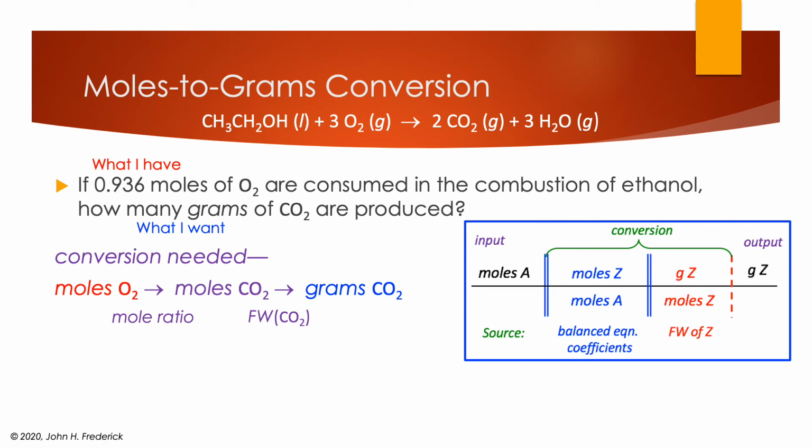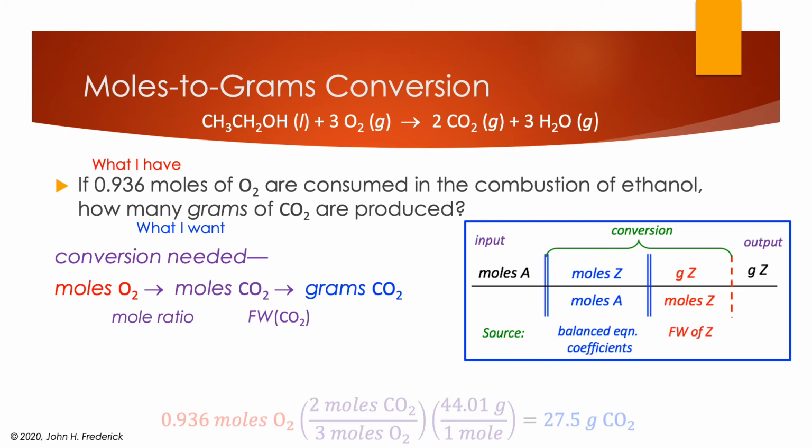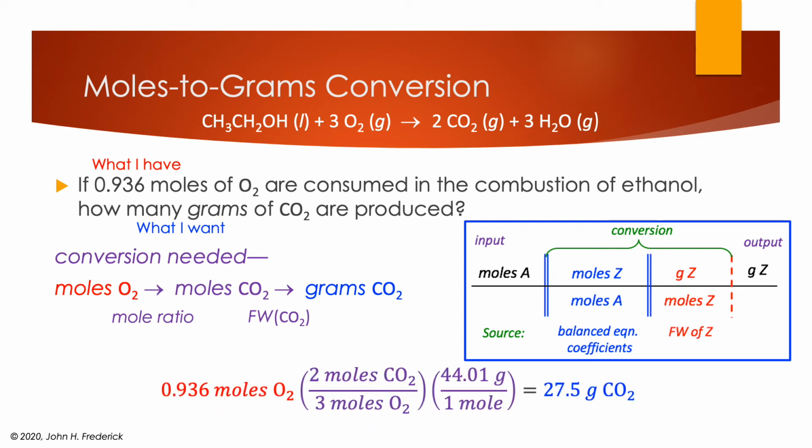You can see, again in blue, the mole ratio is featured there with the balanced equation coefficients, converting me from moles of A, which is moles of oxygen, to moles of Z, which in this case is moles of carbon dioxide. Then I'm going to convert those moles of Z using the formula weight of Z to grams of Z. So this is the way it would look if I wrote it out mathematically.